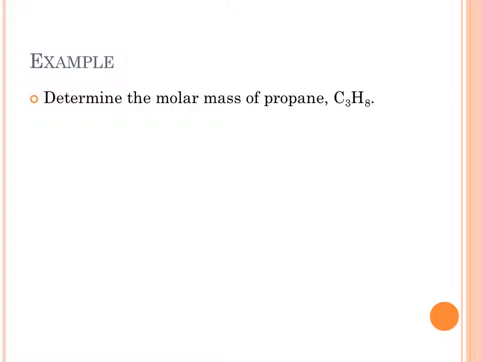Let's add up the molar mass of propane, C3H8. So it's going to be 3 times the mass of a carbon plus 8 times the mass of a hydrogen. So we have 3 times 12.01 grams per mole plus 8 times 1.01 grams per mole. We get 44.11 grams per mole for propane.